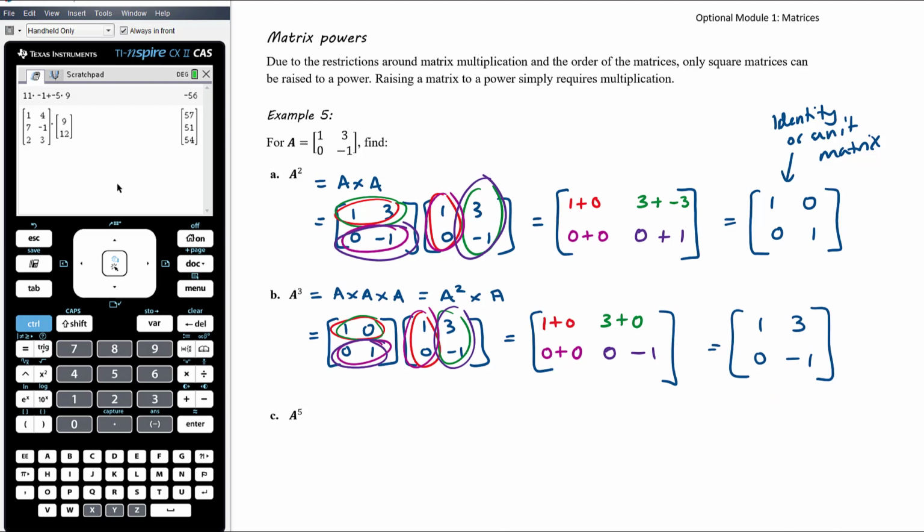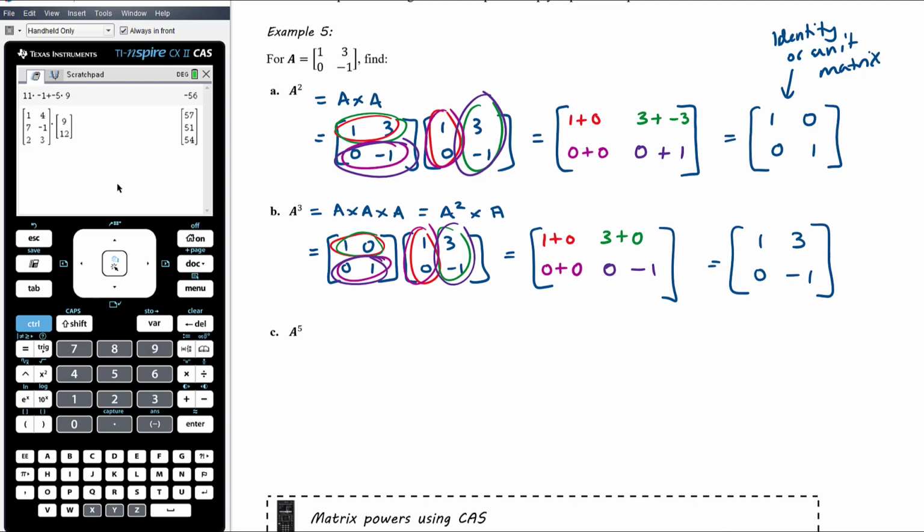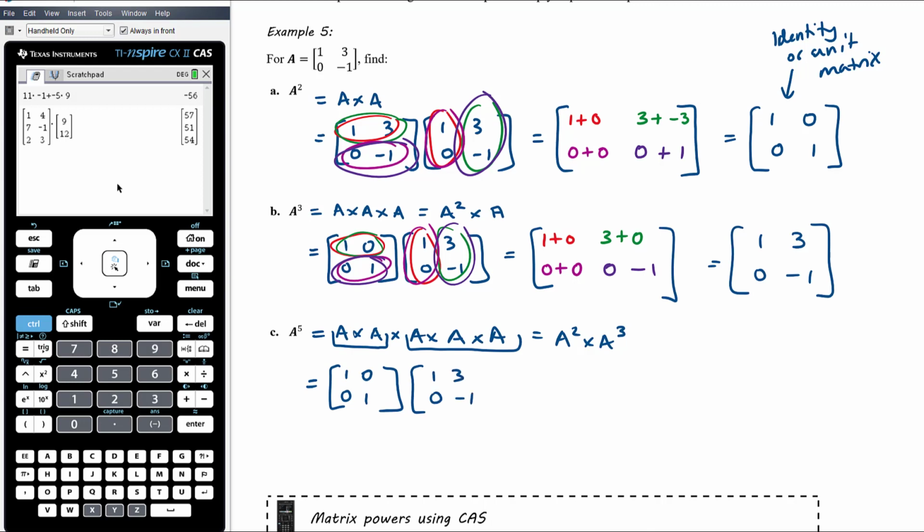Okay, last one here, we want to have a look at A to the power of 5. So again, yes, we could do A times A times A times A times A and be here forever. But let's think about the fact, well, that's A squared and that's A cubed. So let's use what we've already done. Let's think about this as being A squared times A cubed. And so A squared we already know is 1, 0, 0, 1, and A cubed we already know is 1, 3, 0, negative 1. And in fact, that's the exact same multiplication that we did up here. It's the same. Okay, and so straight away we know this is again going to give us 1, 3, 0, negative 1.